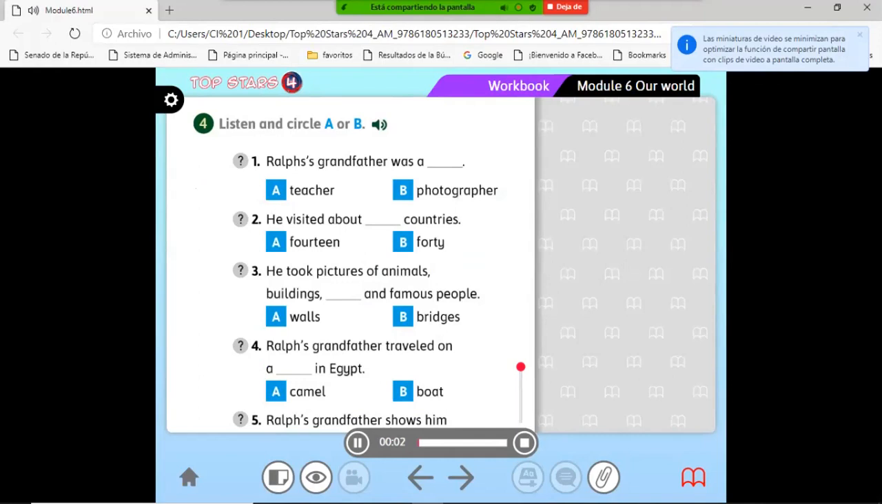Workbook, Module 6, Our World. 4. Listen and circle A or B.